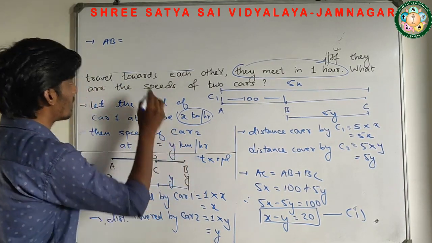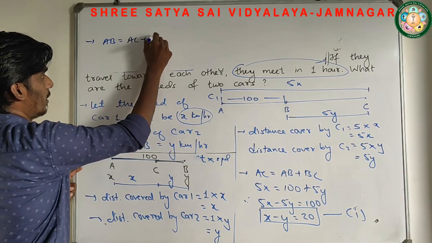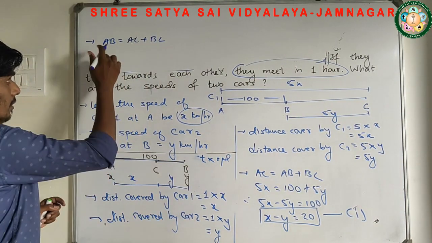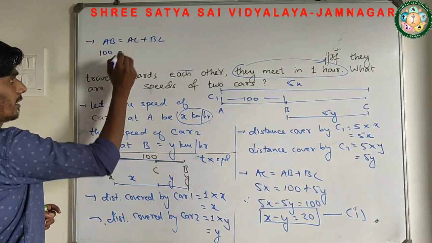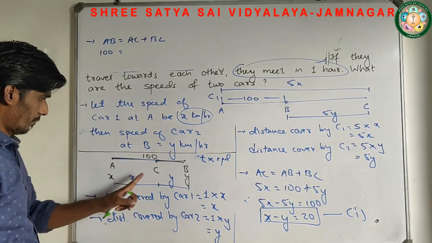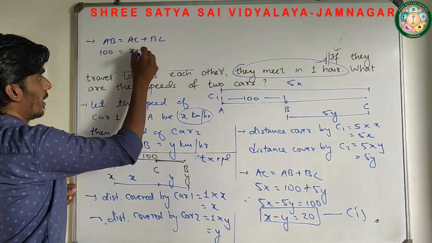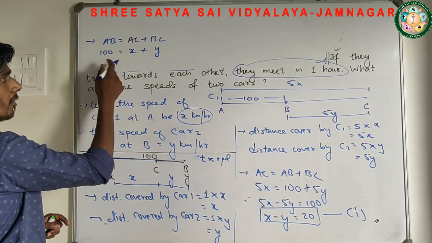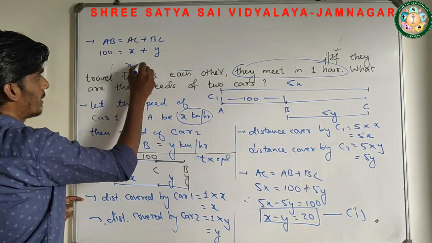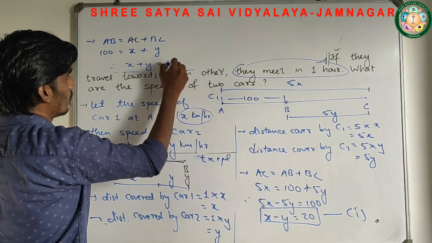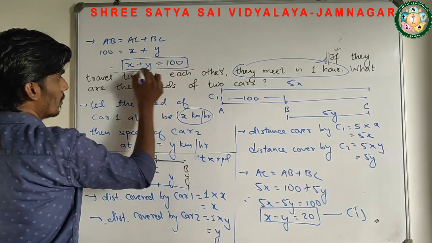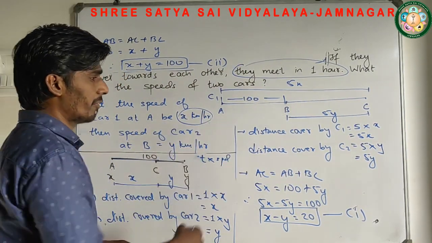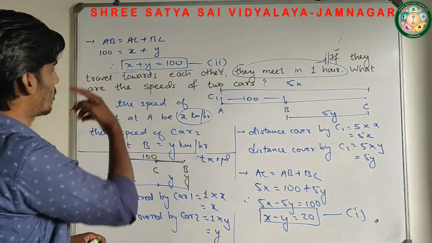AC plus BC. Now what is the value of AB? The value of AB is 100. What is the value of AC? Value of AC is X. What is the value of BC? Y. So here we got one more equation, that X plus Y equals 100. So say this is equation 2. So this is the way we got the equation for question number 4.